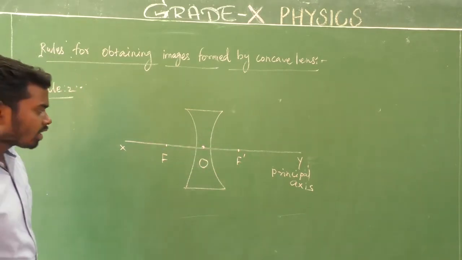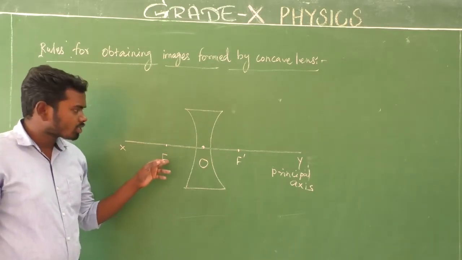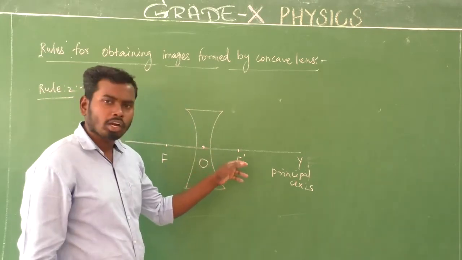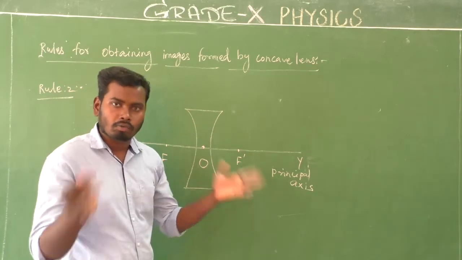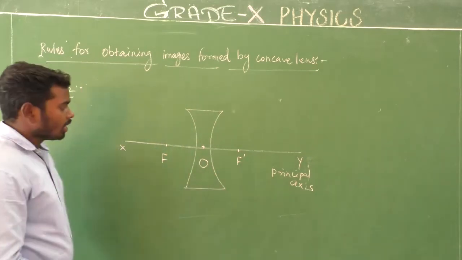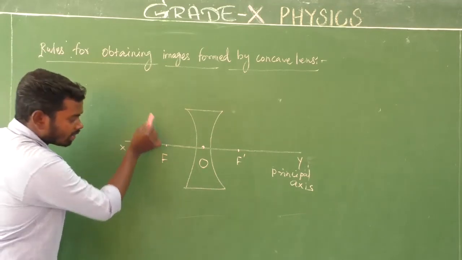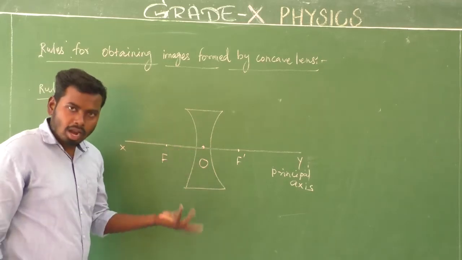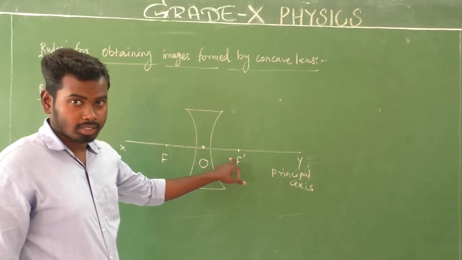You may ask me, sir, this is the focus, sir. Then why is the ray of light passing towards the secondary focus, sir? Even though there is a secondary focus, both are foci of the concave lens. Is it clear? If a ray of light passes through it, it will not strike the concave lens. That's why I am going to take the second focus. Is it clear? Yes.